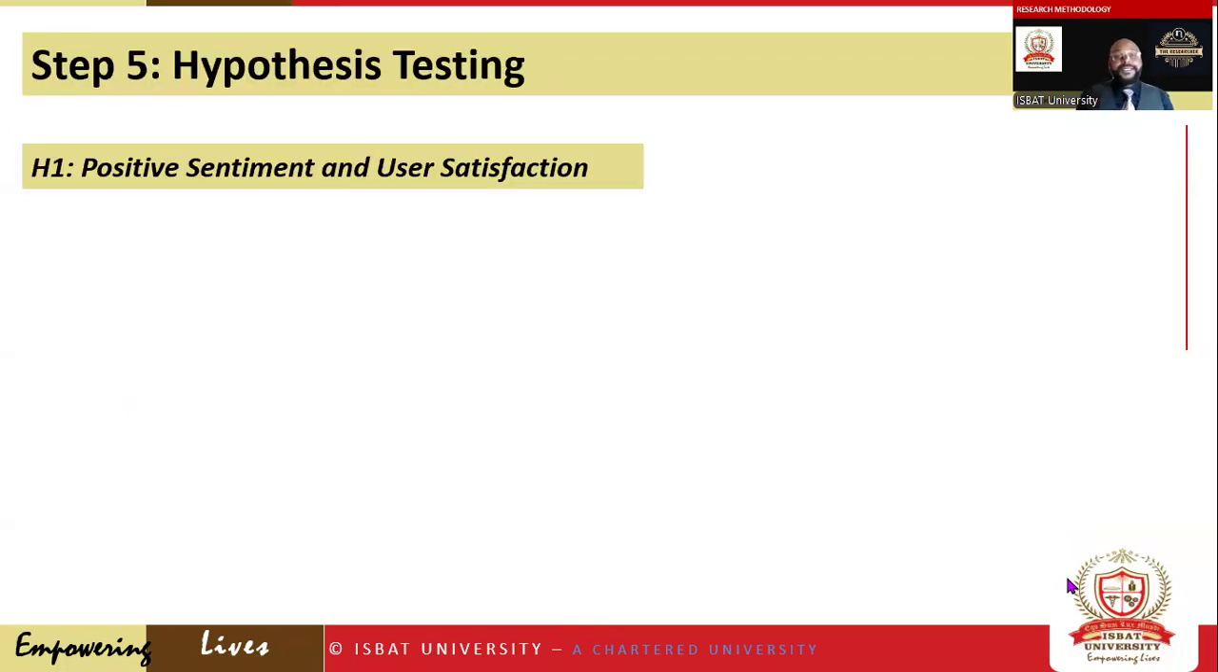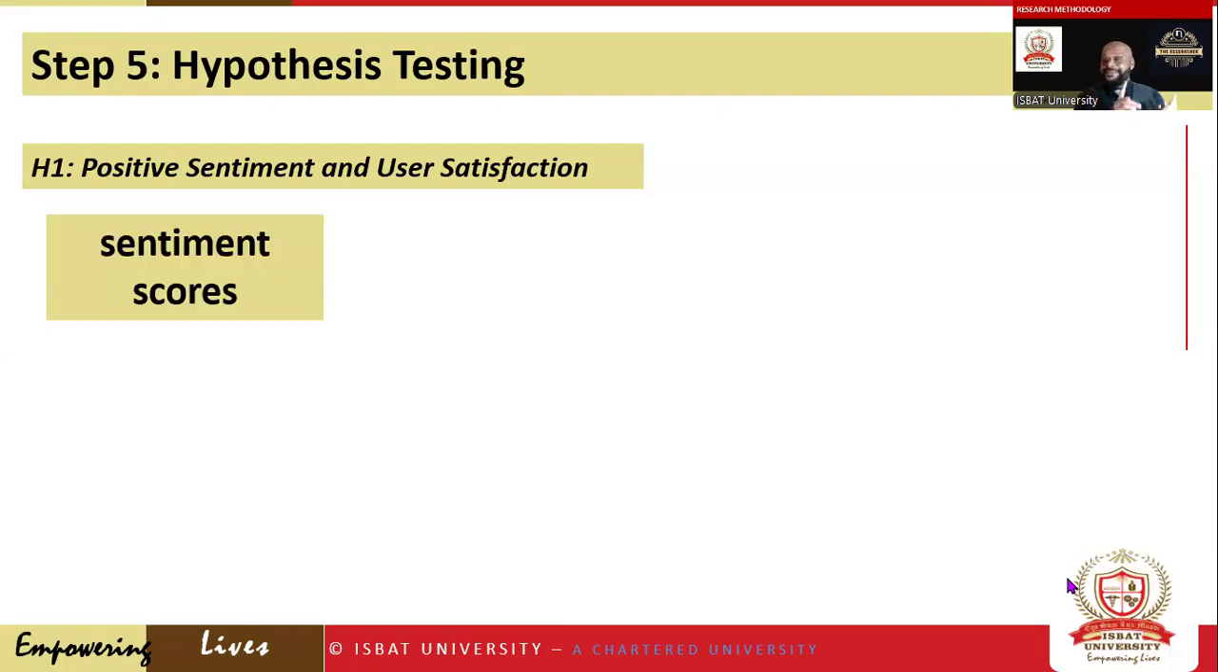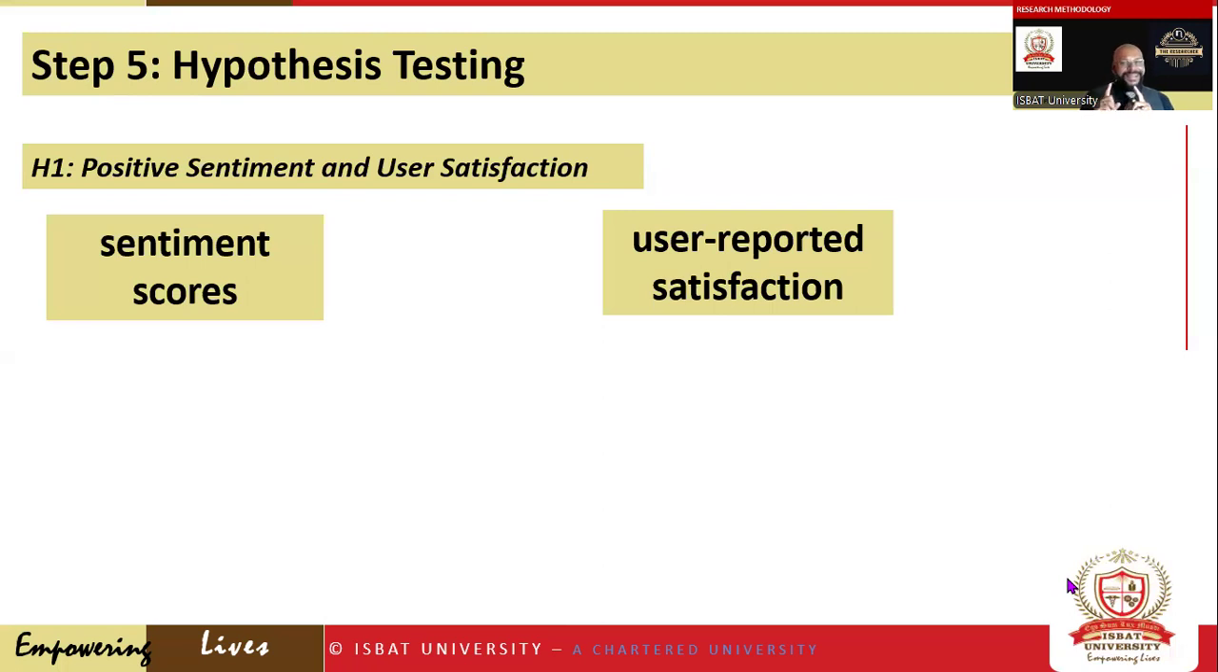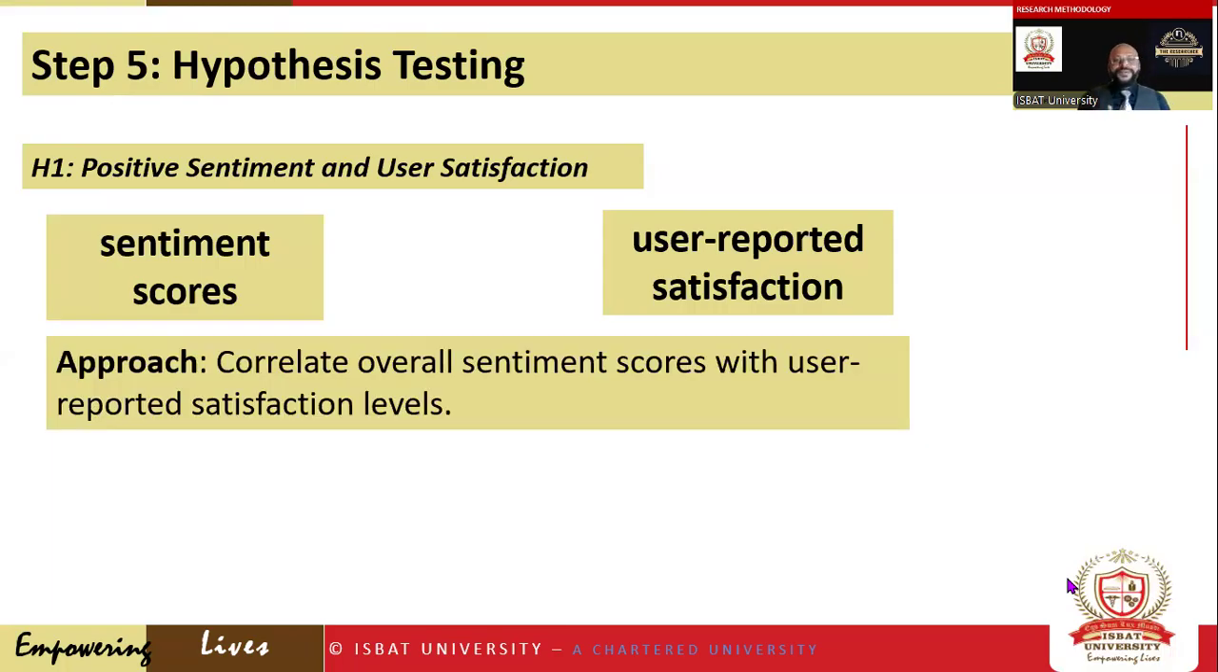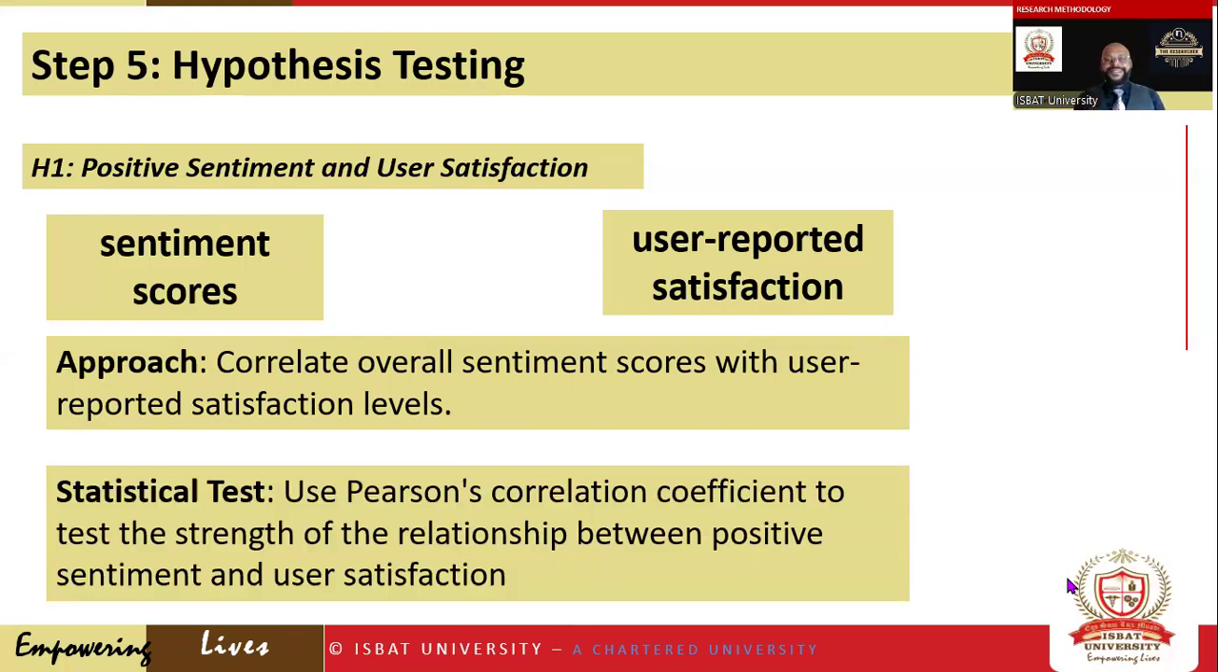Now, how do I do my testing? I'm testing the first hypothesis, positive sentiment and user satisfaction. For that, I'm using the sentiment scores and the user's reported satisfaction. These are the two variables I have. I want to correlate the overall sentiment scores with the user-reported satisfaction. Here, as a researcher, you should know what kind of test you're using. I am using the Pearson correlation coefficient test to measure the strength of the relationship between these two things. From that, I can identify how they are related, isn't it? So I'm done with my first test.